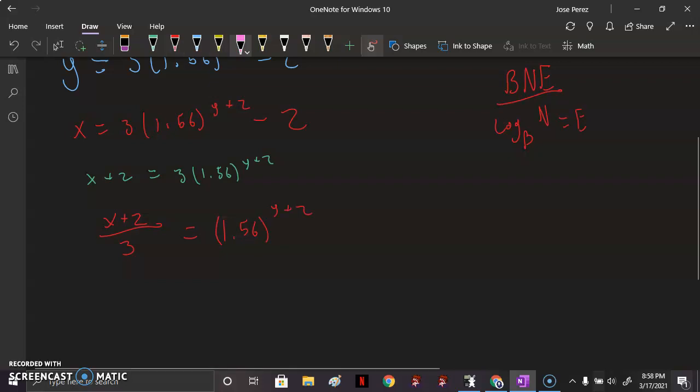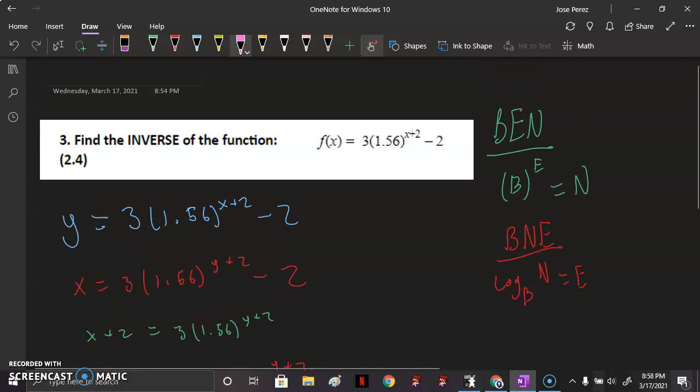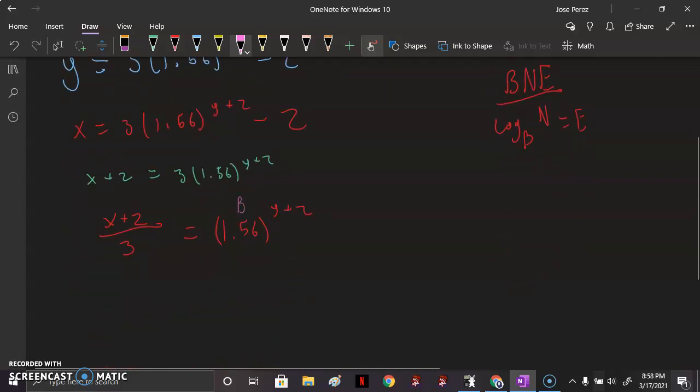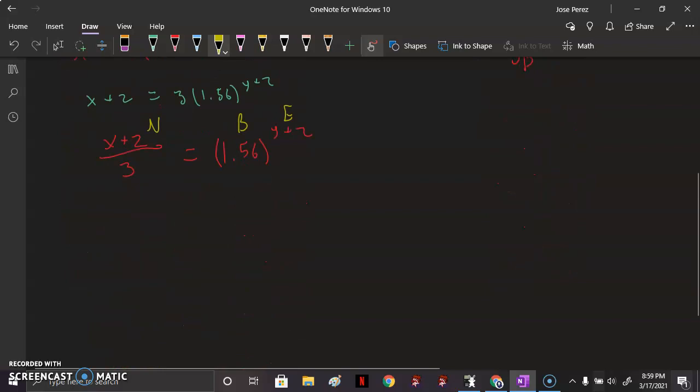But remember, we have Ben and Benny. So if you remember, this is the base. This is the base, this is the exponential, and this is the number. And we're trying to turn it into a logarithm. So from Ben to Benny, we're trying to turn it. So now we're going to turn it into a logarithm.